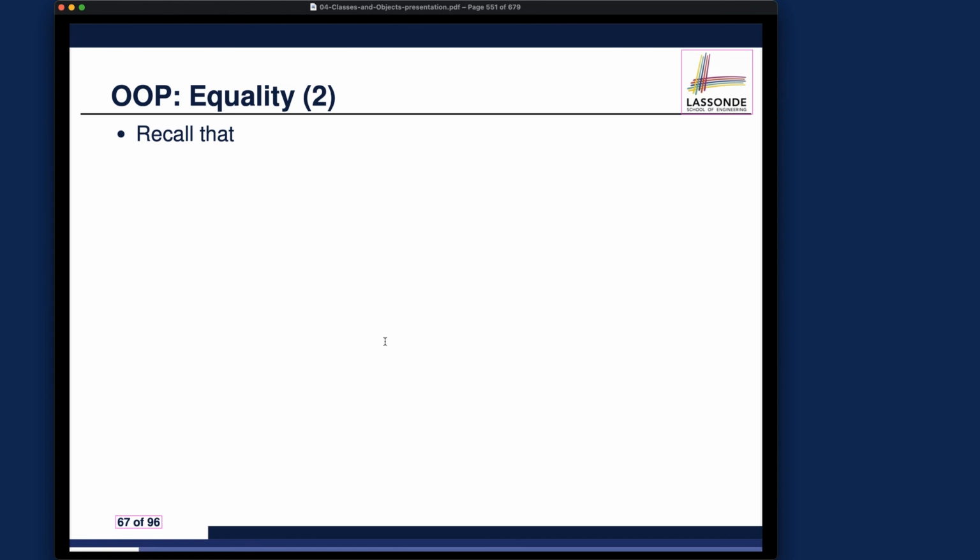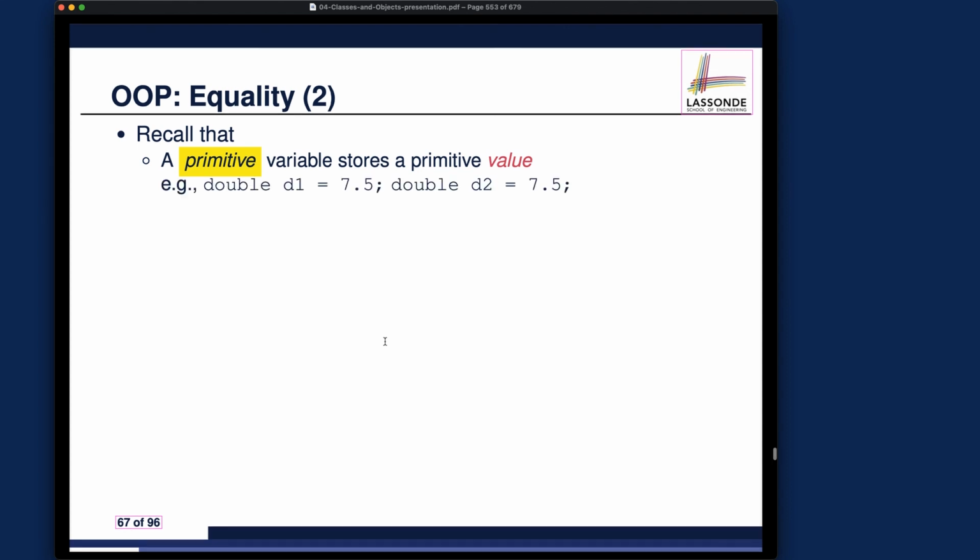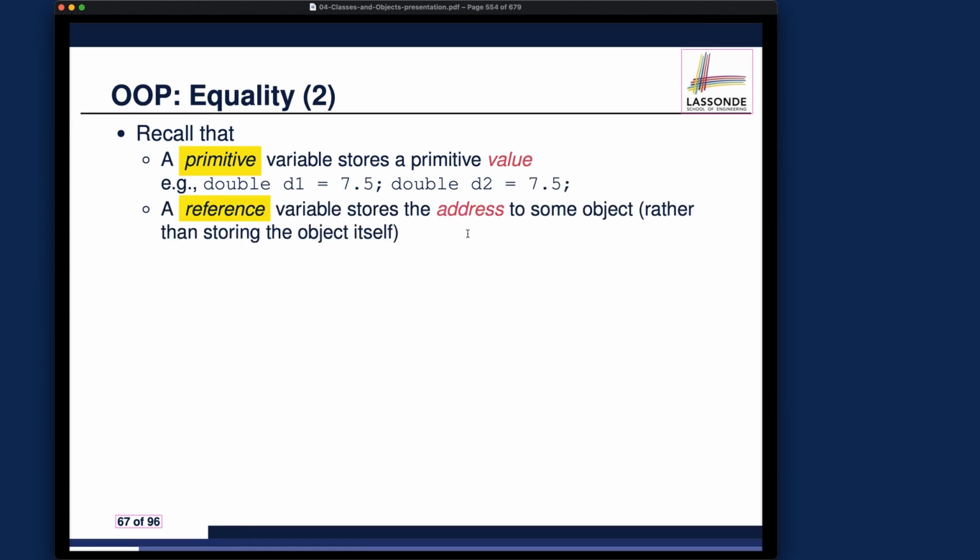And this slide here basically summarizes the equal operator for the case of primitive types versus reference types. Let's take a look very quickly. A primitive variable stores a primitive value, which we spoke about at the very beginning of this week. For example, it can be 7.5 and also 7.5, right? And a reference variable stores the address of some object, rather than the object itself. It actually stores only the address.